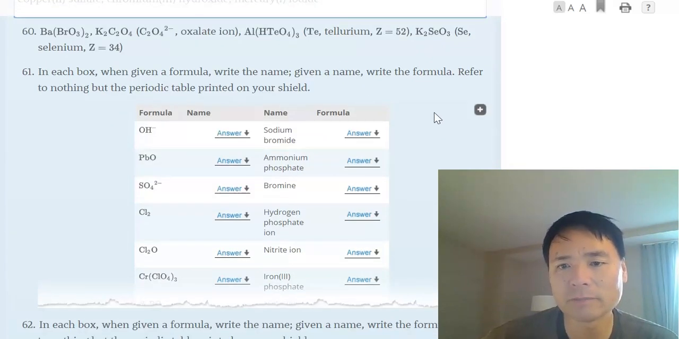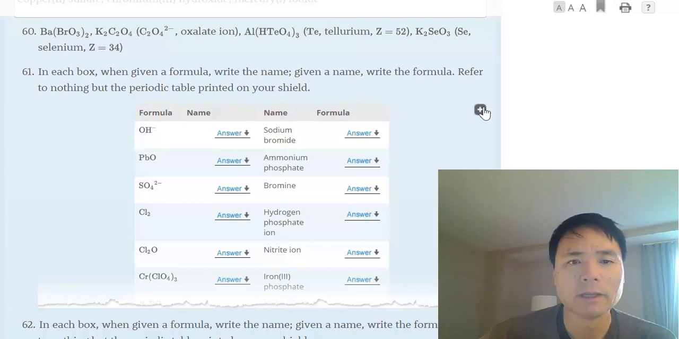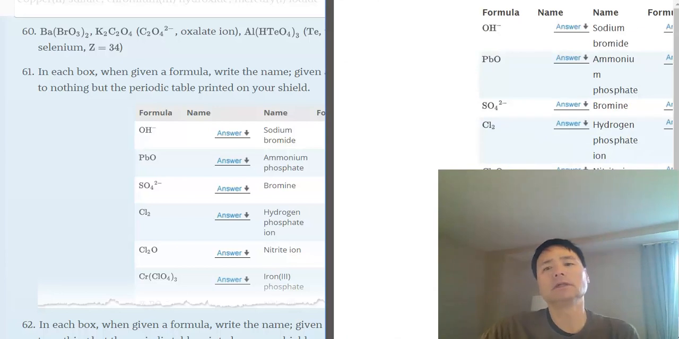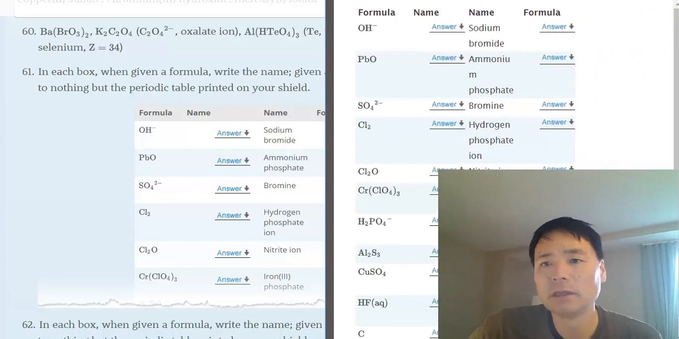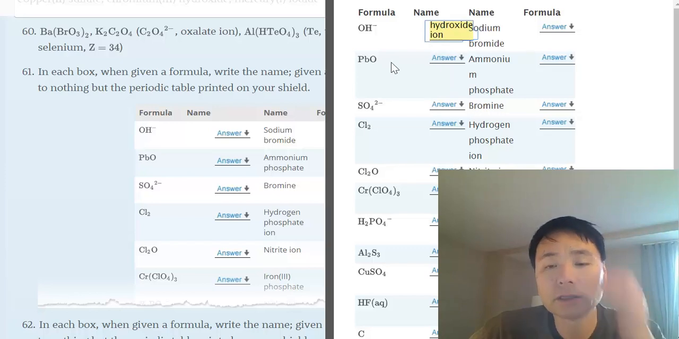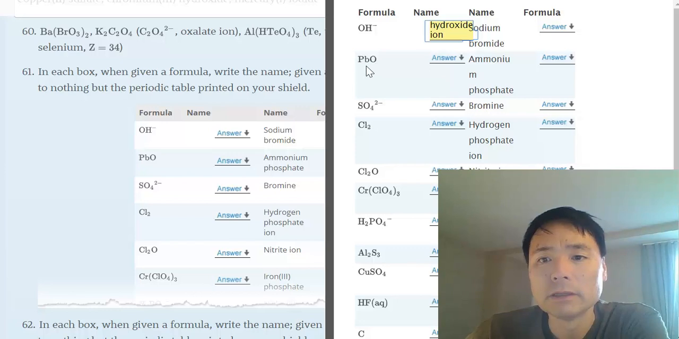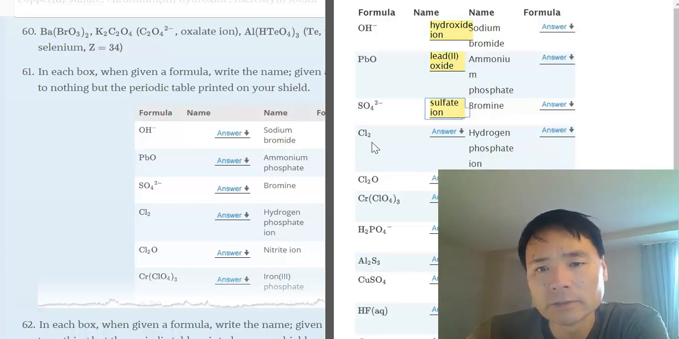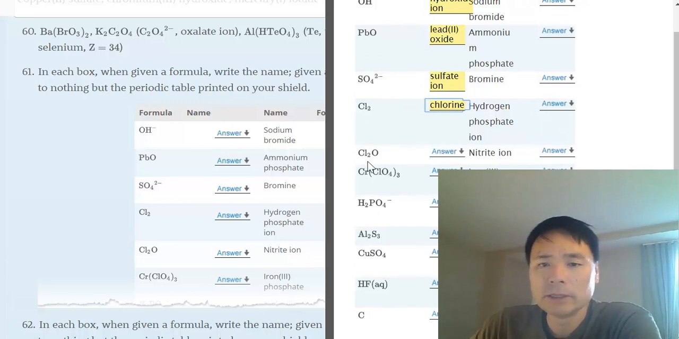In each box, given the formula, give the name. Okay, let's try these out. Here. Expand it here. Let's scroll over. Okay, so formula. This would be hydroxide ion. This would be lead(II) oxide. Oxide's minus 2, so the lead's a 2,4, so there's 1 lead(II) oxide. This would be sulfate ion, so 2 minus. This would be chlorine, elemental chlorine, Cl2. This is a binary molecular compound, 2 nonmetals, so dichlorine monoxide.